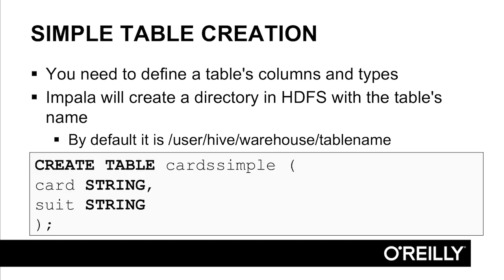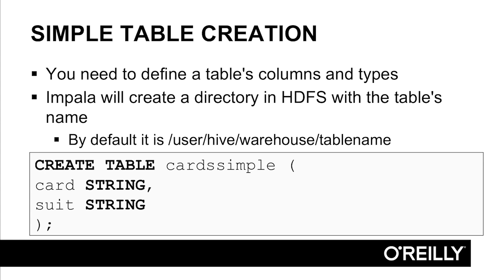We also have to define our table. So what we have to do is, in a very simple sense, if we can accept all the defaults and use all the defaults, we'll just need to define the table's columns and types. And behind the scenes, Impala will automatically create some things for us. It's going to automatically create a directory in HDFS with that table's name. By default, that path is /user/hive/warehouse and then the table name. In this case, the table name card_simple would be placed in /user/hive/warehouse/card_simple.